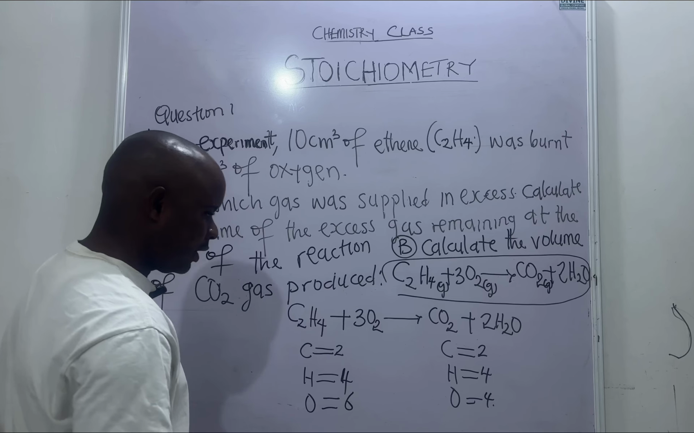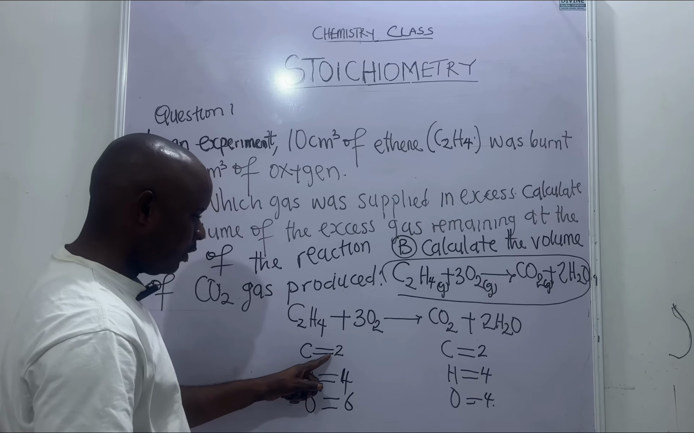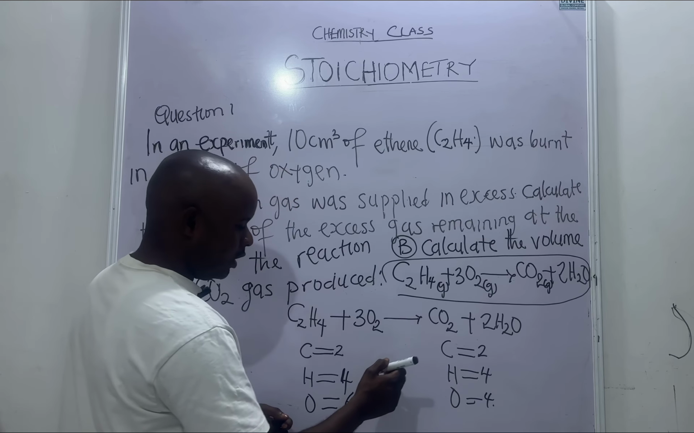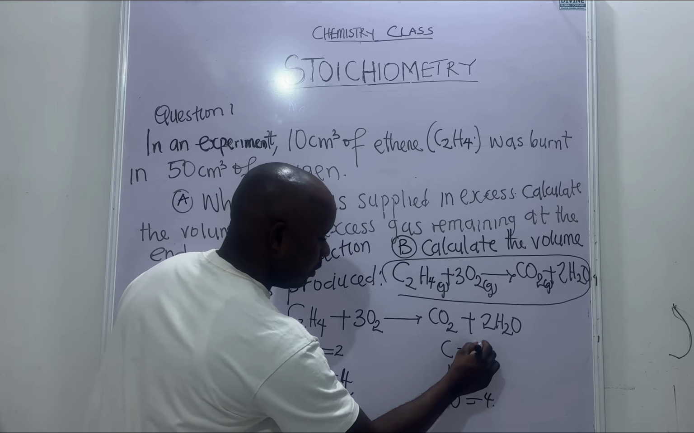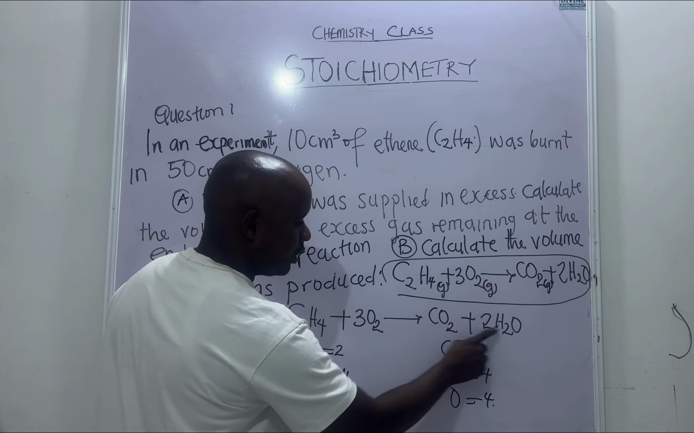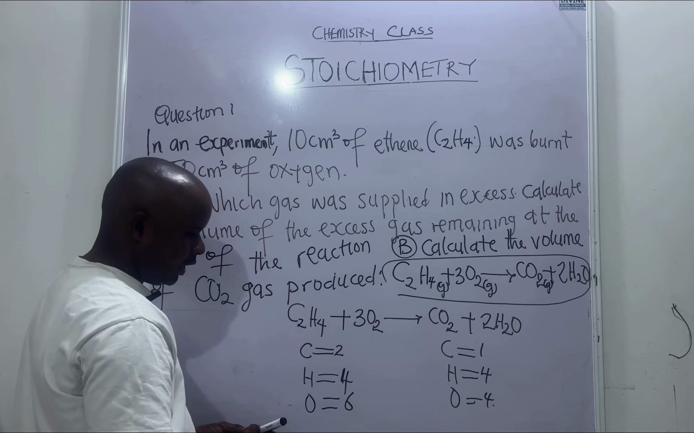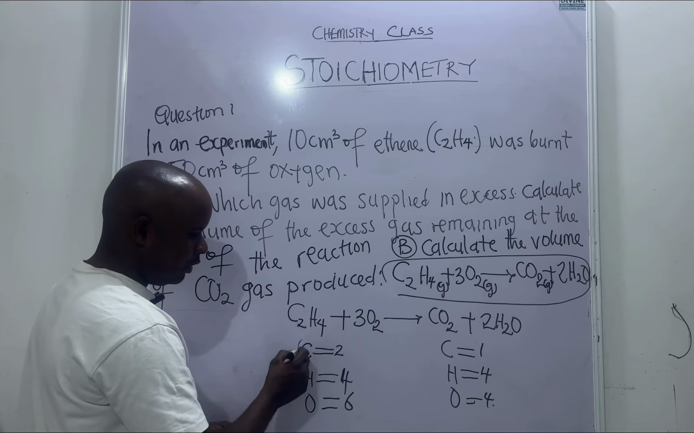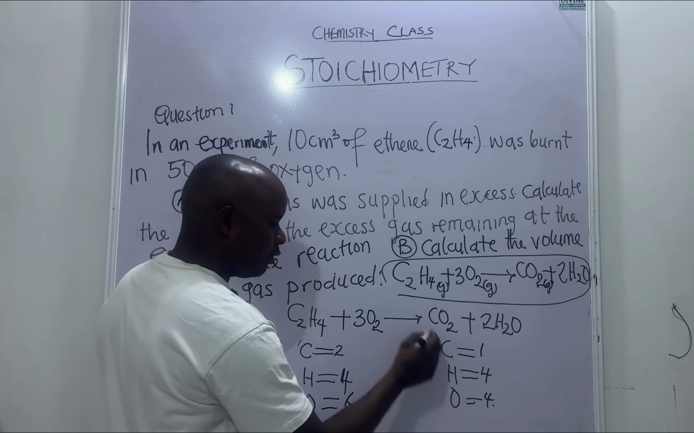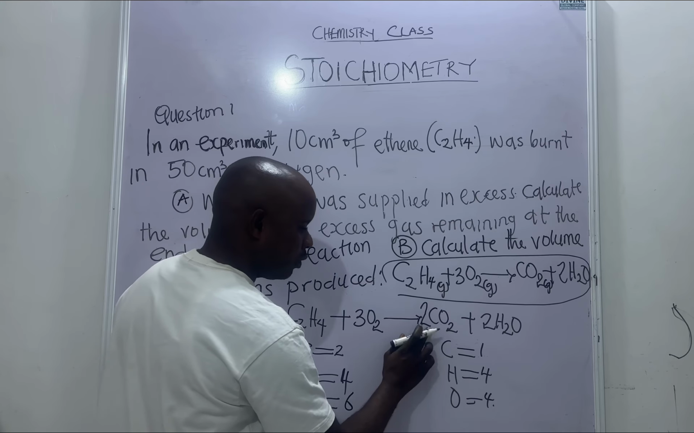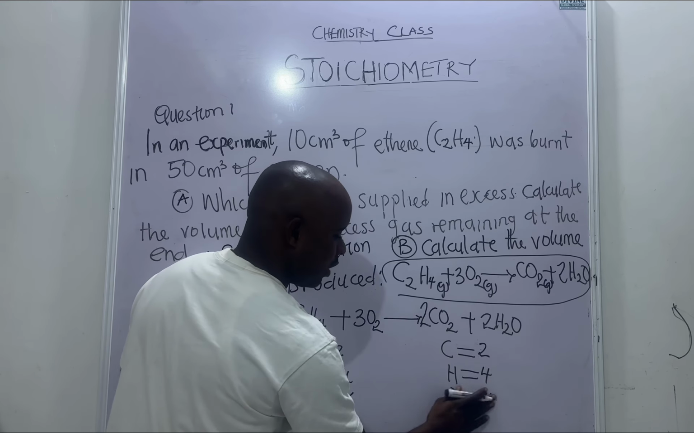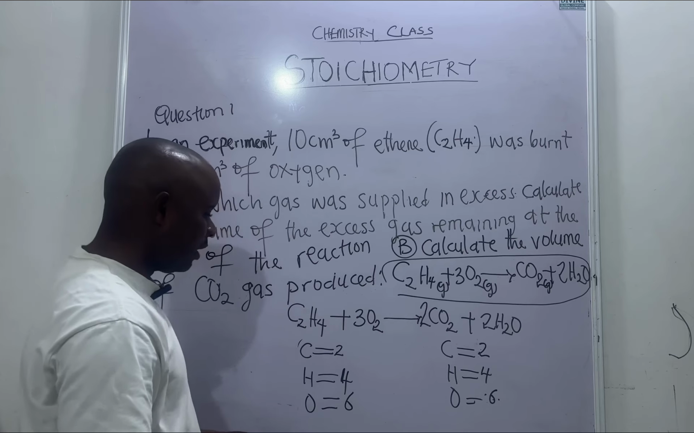So how can we do this? Carbon is 2 here and 1 on the other side, hydrogen is 2 times 2, which is 4, and oxygen is 2 here and 2 there, that is 4. So we are left with oxygen being short. If I add 2 here, I will have 2 times 2, which is 4, plus the 2 here, so I will have 6 oxygen. By so doing, this is a balanced chemical equation.